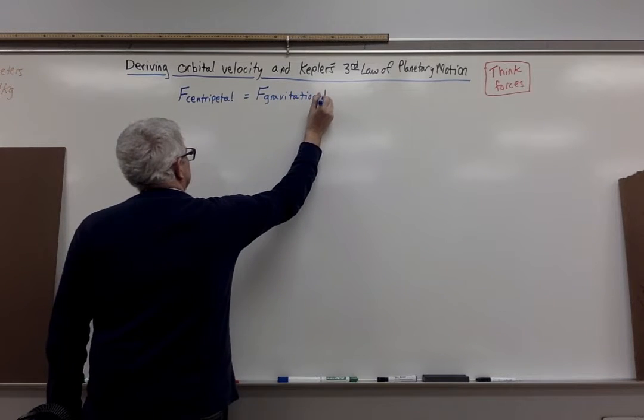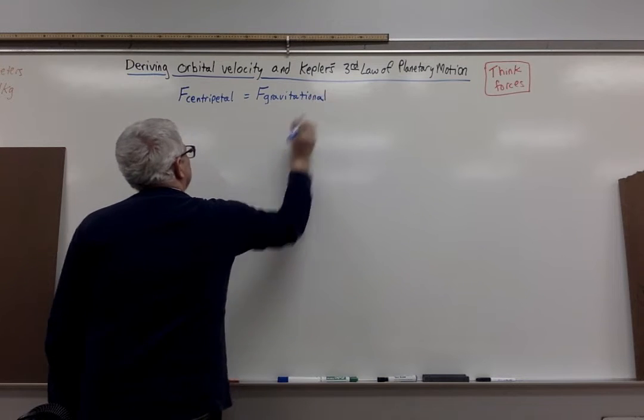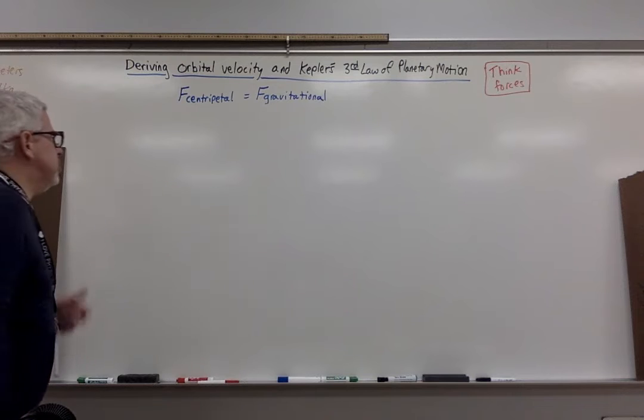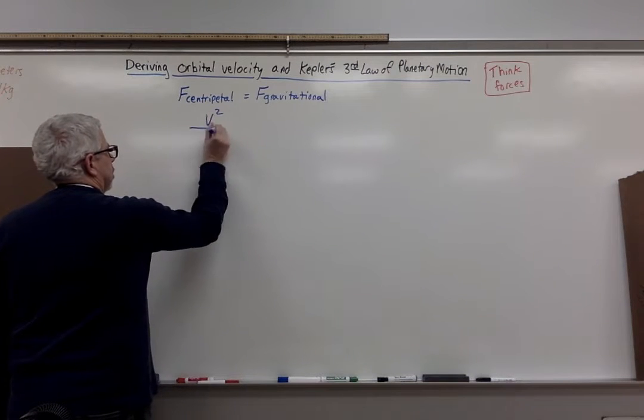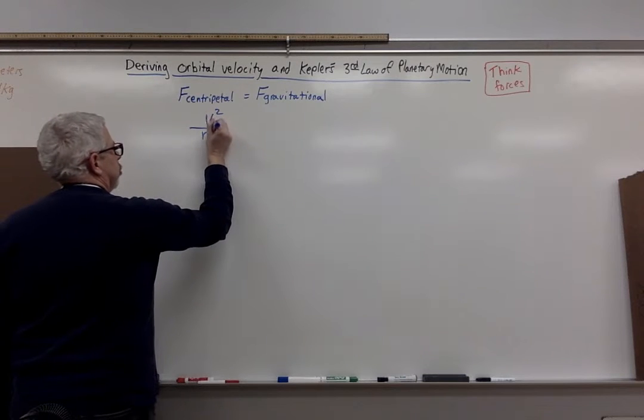I'm going to start with this. It should be an A. Okay. Any sort of centripetal acceleration, and that is on your formula sheet, is v squared over r. Well, what is that v? In this case, it's going to be v orbit.